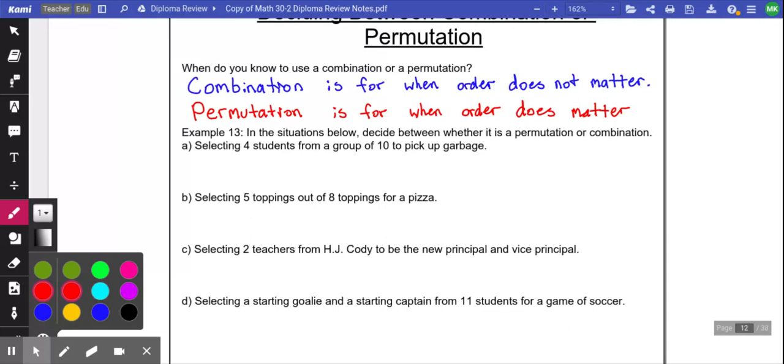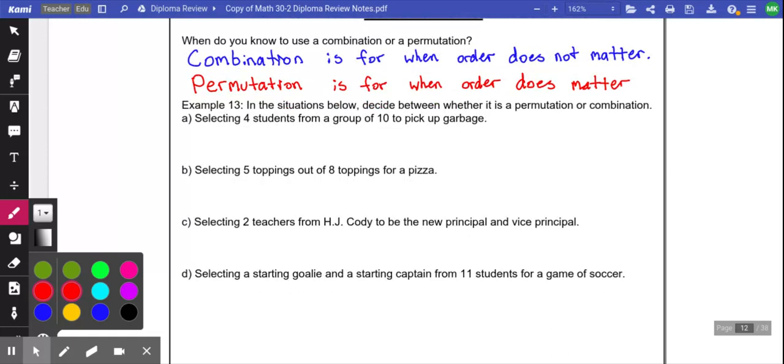Some examples of things mattering and not mattering. We got 4 here. We're going to label them as perms or comms. So the first one says you're going to select 4 students from a group of 10 students to pick up garbage. Ask yourself, does the order in which you pick those students matter? The answer is no, it doesn't matter. If there's 10 of you in the room and I pick you first or I pick you fourth to clean up garbage, you don't care, right? Either way, you're stuck picking up garbage. You all got stuck doing the same job. Order does not matter. That is a combination.